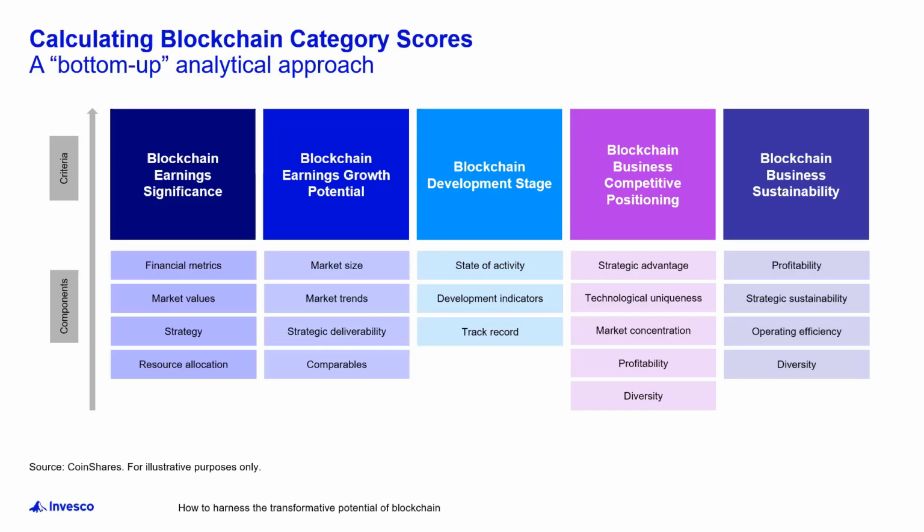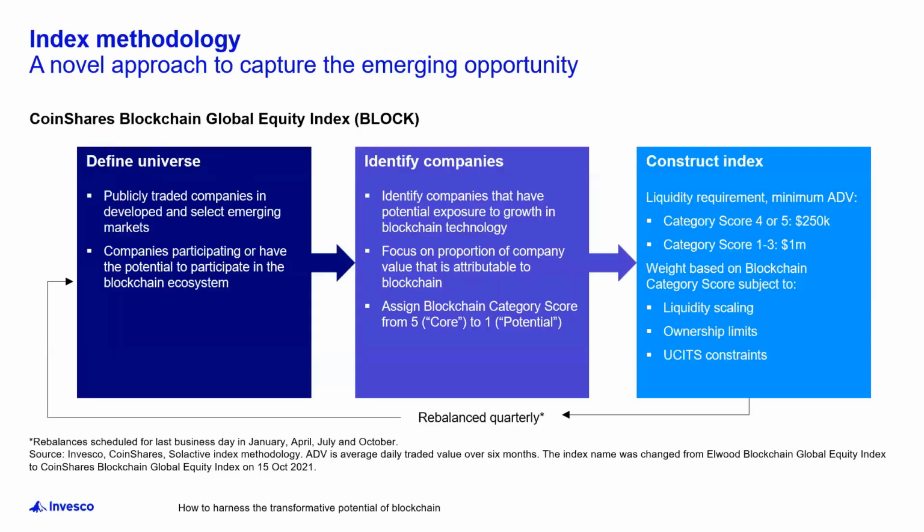But taking all those 5 pillars into account, they're then assigning an overall blockchain category score from 0 to 5, with 0 being not included in the index, 1 being the lowest sort of meaningful exposure, and 5 being a sort of core exposure of this business. The index then works by taking those blockchain category scores that you can see in the middle block here, from CoinShares and feeding them into the index approach.